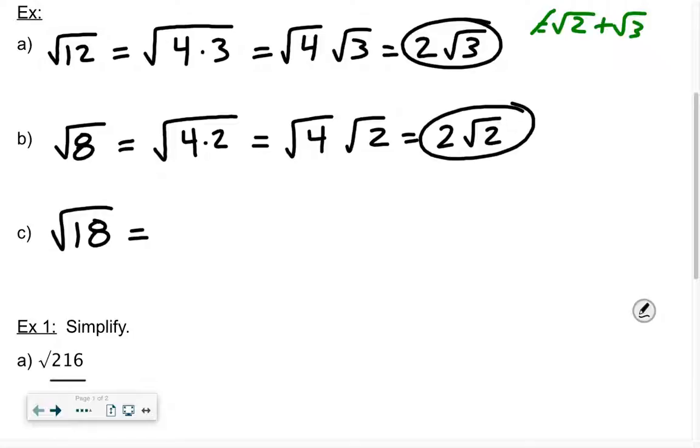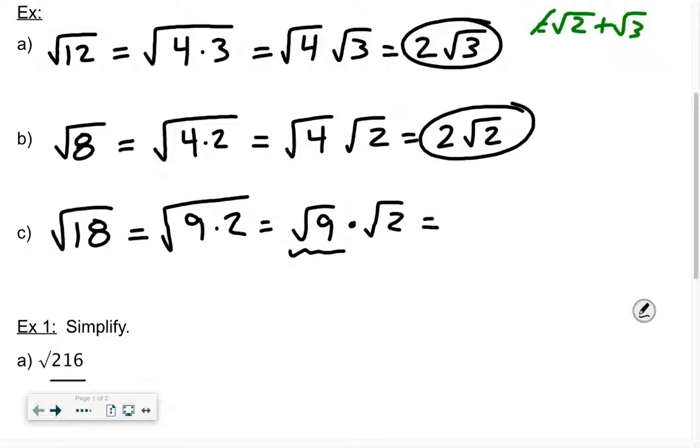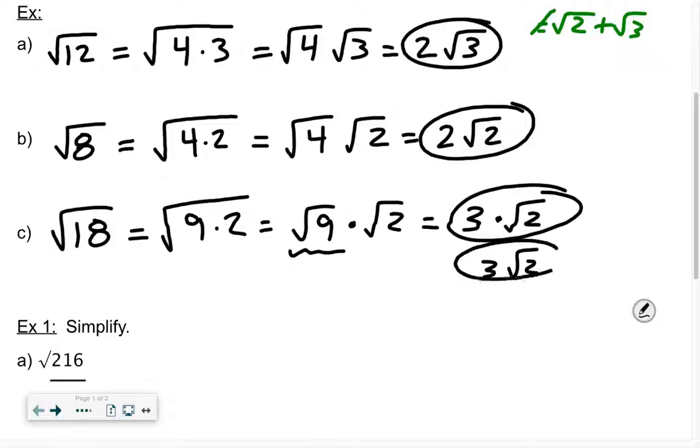Say 9 and 2. So we have the square root of 9 times 2. As we break those two apart, we have the square root of 9 times the square root of 2. And wouldn't you know it, that square root of 9 breaks down to 3. So we have 3 times the square root of 2, or simply 3 square roots of 2. So that's the process that we're going to be doing today.